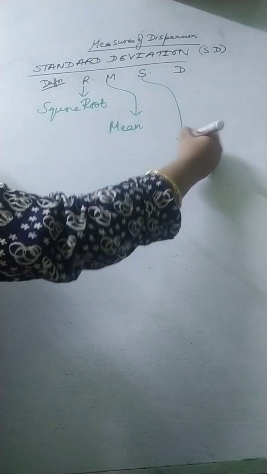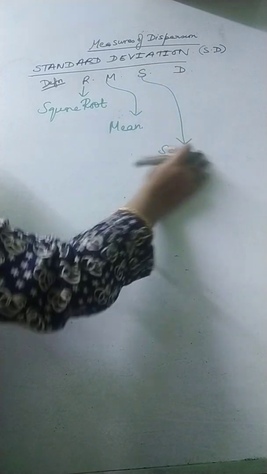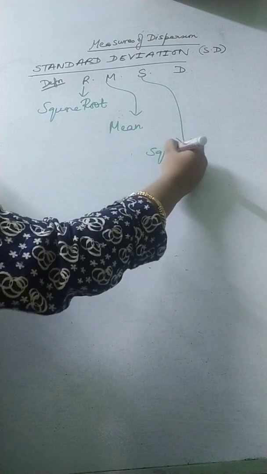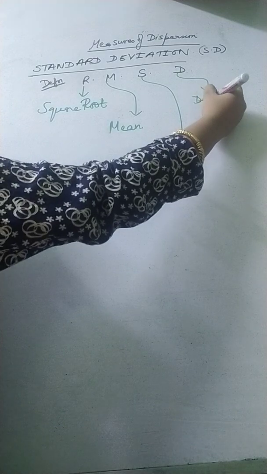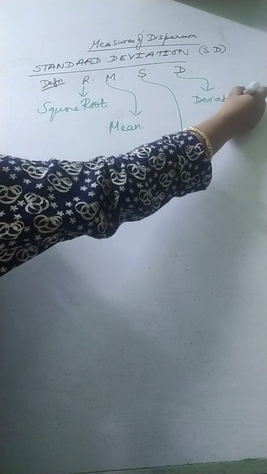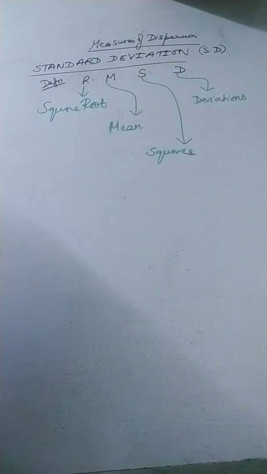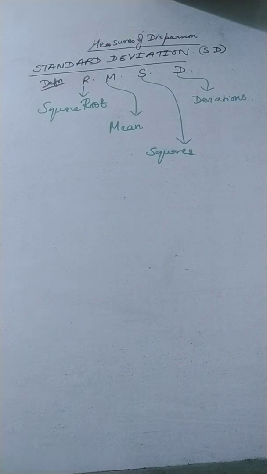S stands for squares, and D stands for deviation. Okay, I'll elaborate on this.